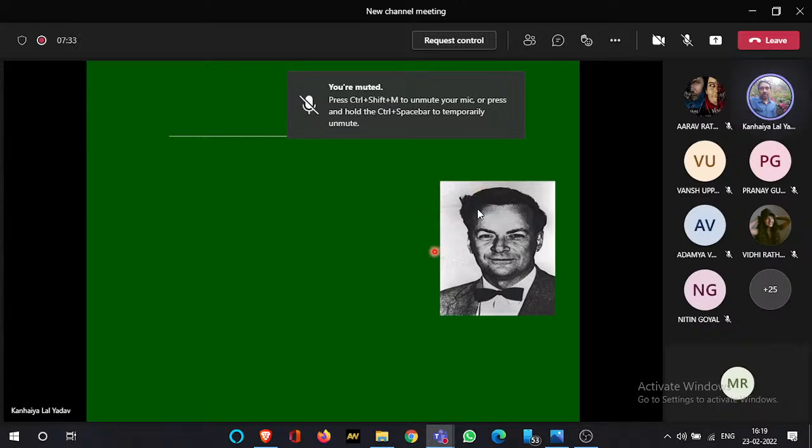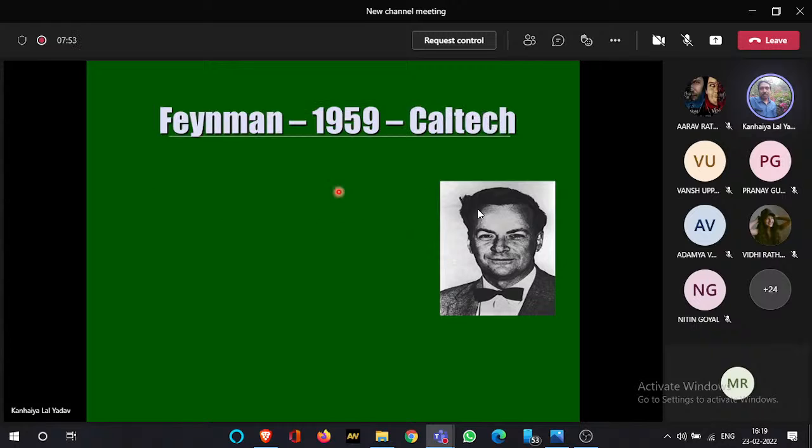So this photograph, can anybody recognize whose photograph this is? Sir, Richard Feynman. Yeah, Richard Feynman. Fine, so you might have studied the Feynman lectures. How is he connected to this? Feynman, 1959, at Caltech.